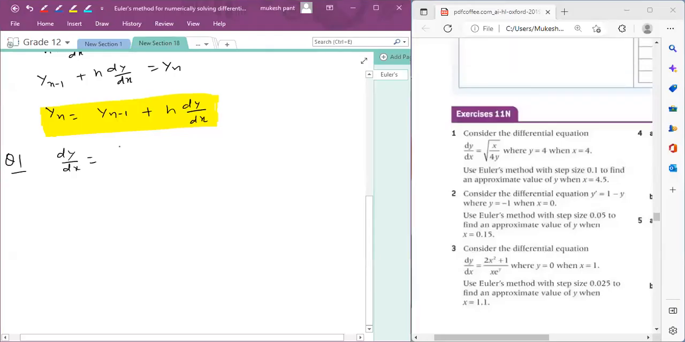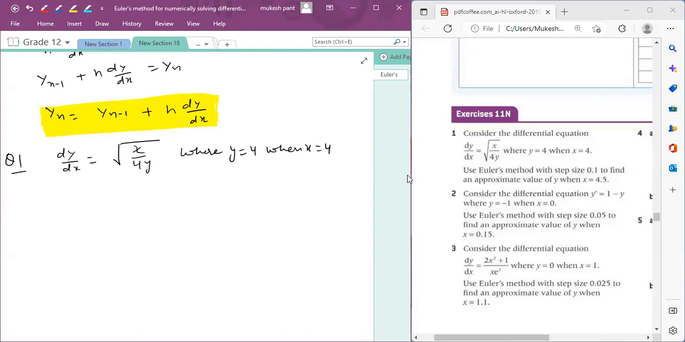dy over dx equals square root x over 4y, where y equals 4 when x equals 4. Okay, use Euler's method with step size 0.1, so step size means h, step size is always h, to find an approximate value of y when x equals 4.5. Okay, so what we have to find out is how much y is when x equals 4.5.